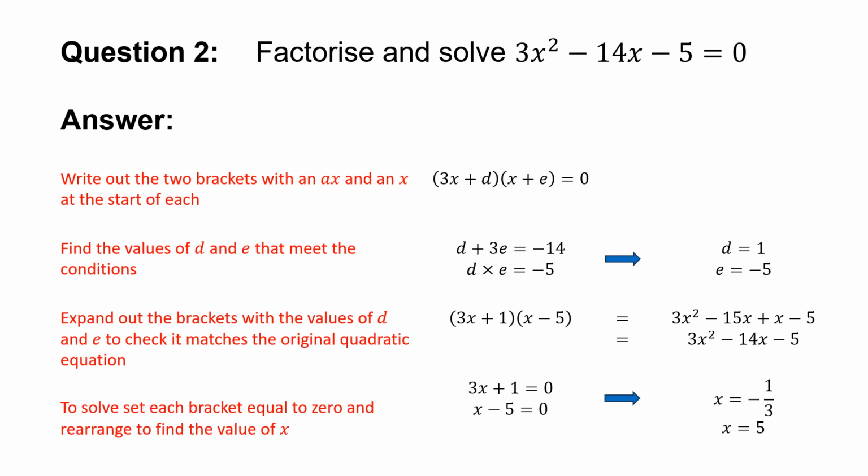So to solve this, we're going to have 3x plus 1 is equal to 0, which means 3x equals minus 1, which means x equals minus a third. And then we have x minus 5 equals 0, so x equals 5.